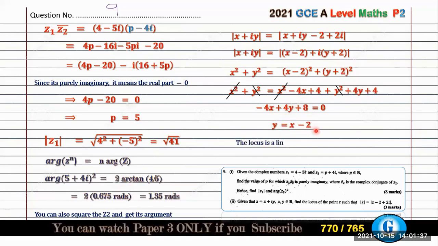So this is an equation of a line with gradient positive 1, which is the coefficient of x, and the y-intercept is minus 2. So the locus of this point Z is a line with gradient 1 and intercept minus 2. That is it for question 9. We can now look at the last question.